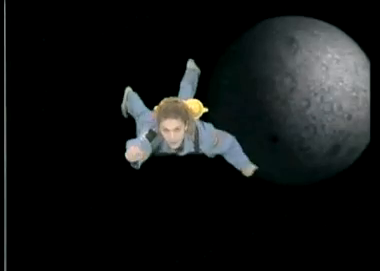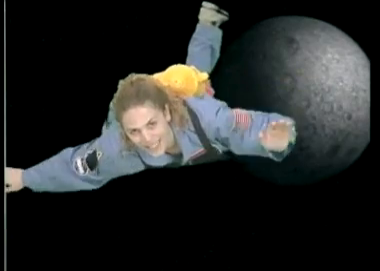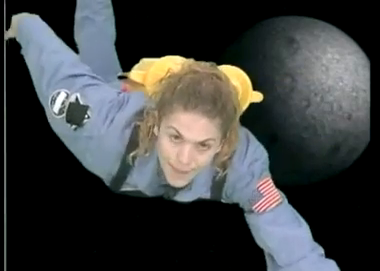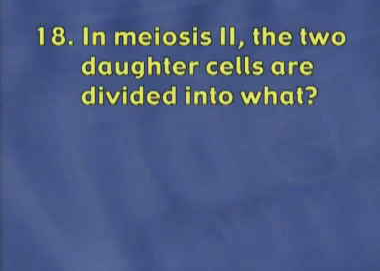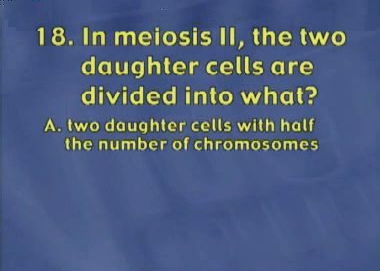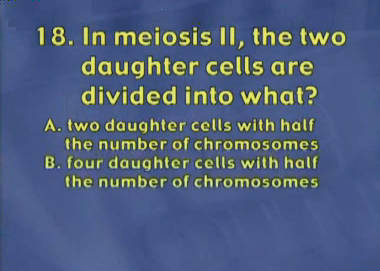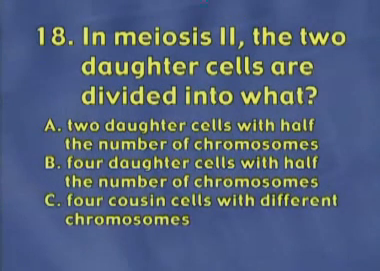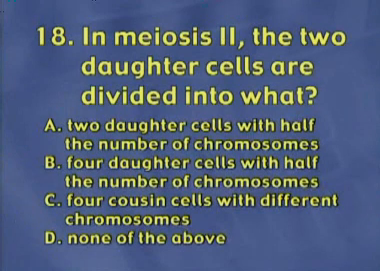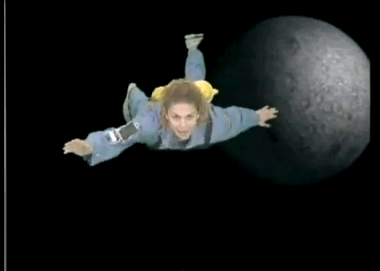Sandy space zooming in from outer space to give the next question. Listen up. In meiosis 2, the 2 daughter cells are divided into what? A. 2 daughter cells with half the number of chromosomes. B. 4 daughter cells with half the number of chromosomes. C. 4 cousin cells with different chromosomes. Or D. None of the above. So what do you think? Write down an answer and I'll boost you on to the next question.